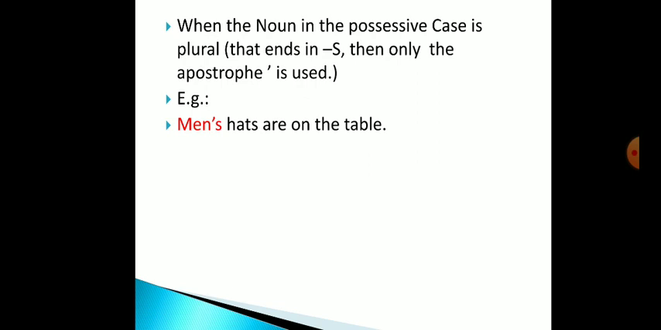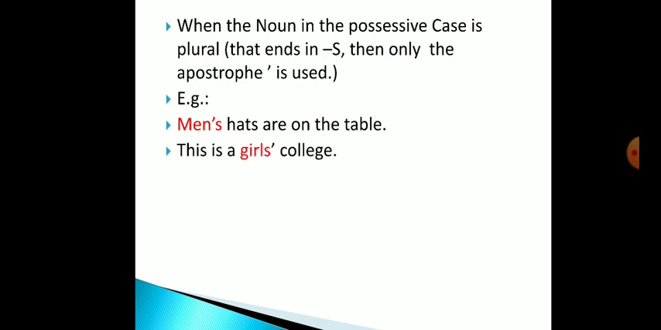So let us see the first example. Men's hats are on the table. You can see in this sentence that we have not used an extra s, we have just put the apostrophe in the word. Here we are not talking about one man, we are talking about more than one man whose hats are on the table.